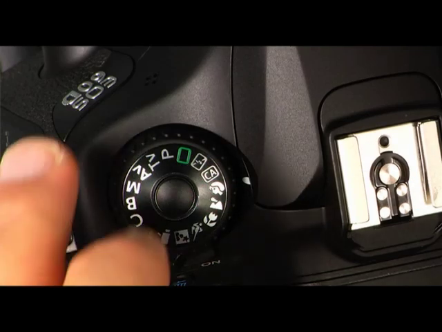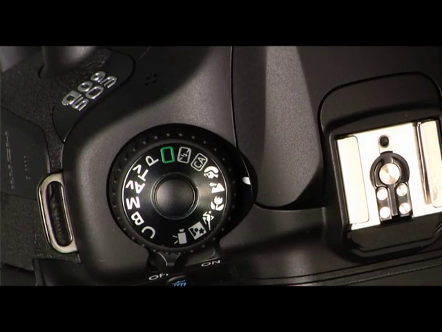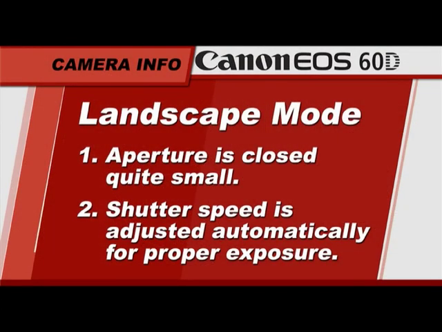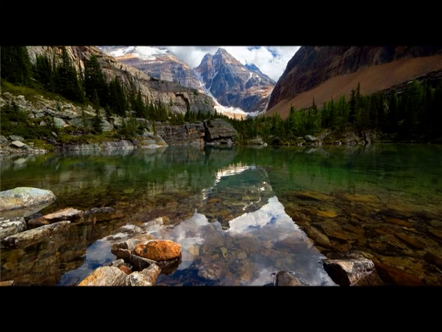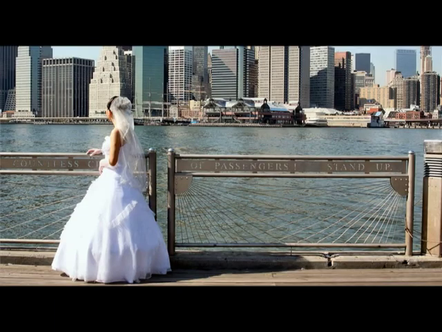The next mode is the Landscape mode. In this mode, the aperture will have a very narrow opening, creating a very long depth of field. The camera will then adjust the shutter speed to get the proper exposure. This mode will give you a sharp focus in both the foreground and the background.